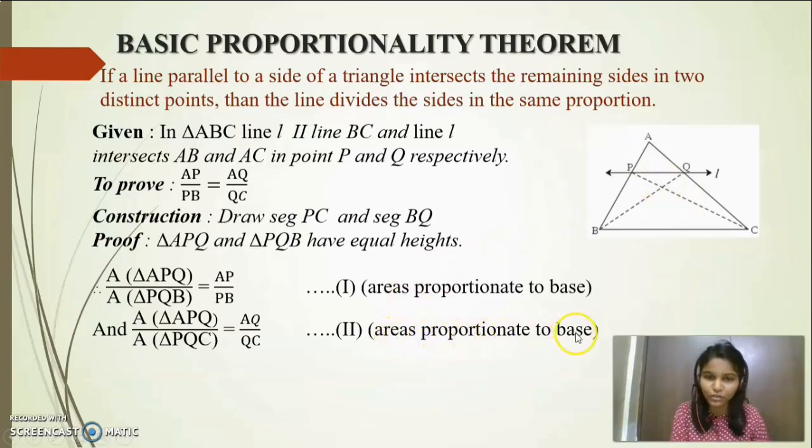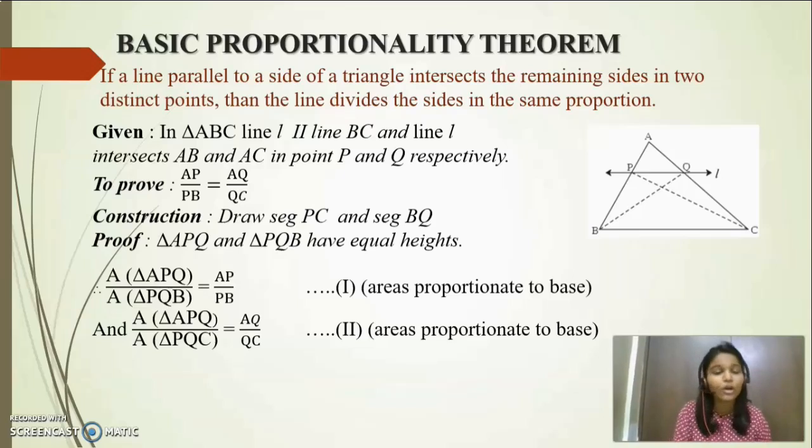areas proportionate to bases. Remember students, whenever you are writing this theorem, it is advisable that you write the entire statement. Which statement? That these two triangles have a common vertex and their bases are lying on the same line, therefore their heights are equal. If you write this entire statement, your chances of losing marks are very low. This is the same way it is there in your textbook, and that's the reason I have written like this.